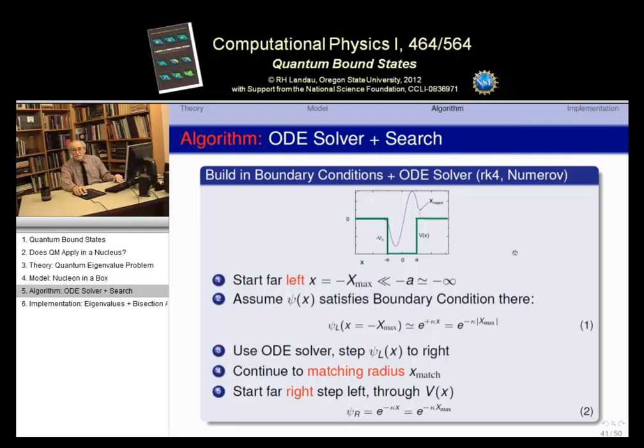I've said everything I have to say on this slide. That's it. Okay, so that's the technique. That's the trick. Integrating both ways and matching them together. How do you do the matching? Well, that's what we have to talk about next. How do you do the solution of the differential equation? Either RK4 or Numerov. Leave that up to you.